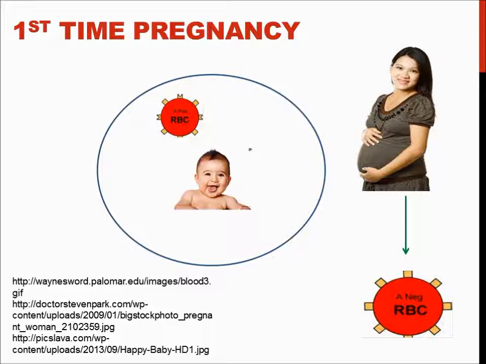So the example we have here is a woman who's pregnant for the first time, and she's type A, and she's rhesus negative, or Rh negative. And she's pregnant with a baby, a cute baby that you see there, with a blood type that's A, but this baby is Rh positive.